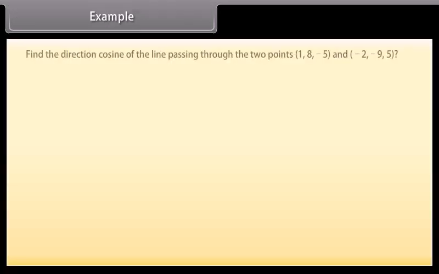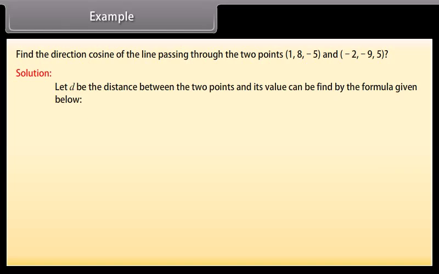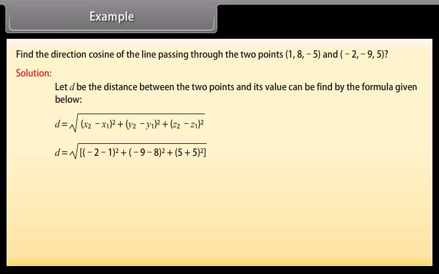Example. Find the direction cosine of the line passing through the two points 1, 8, minus 5 and minus 2, minus 9, 5. Solution. Let d be the distance between the two points and its value can be found by the formula given below. D equals square root of x2 minus x1 square plus y2 minus y1 square plus z2 minus z1 square. D equals square root of minus 2 minus 1 square plus minus 9 minus 8 square plus 5 plus 5 square. D equals square root of 3 square plus 17 square plus 10 square. D equals square root of 9 plus 289 plus 100.